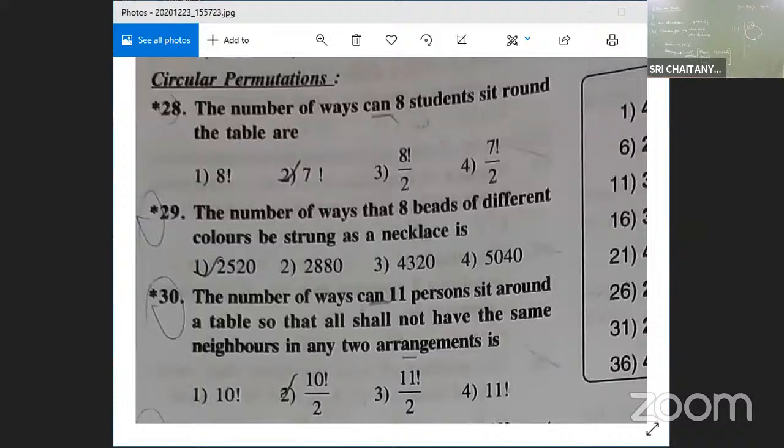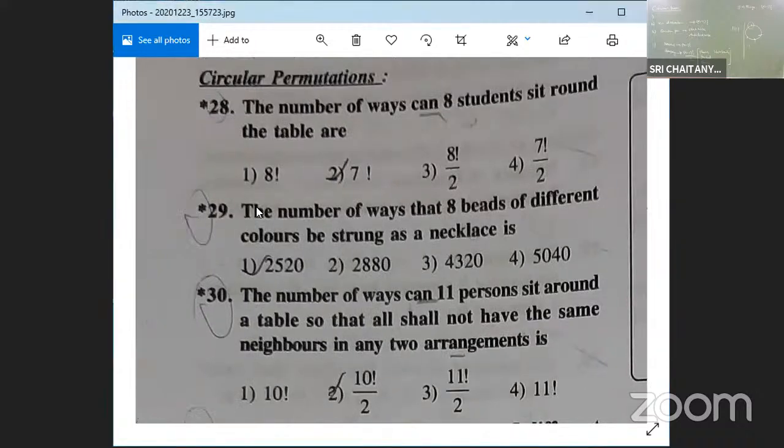28th one. The number of ways 8 students can sit around the table: n is equal to 8. Therefore, n minus 1 factorial is equal to 7 factorial. Copy that one. I hope you can do it. 28th problem. Write down 28th one.